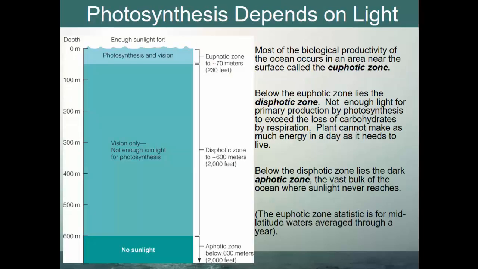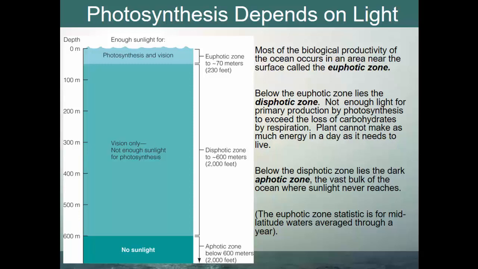All right, so light is one of those physical factors that's a limiting factor, and photosynthesis, as we know, depends on light. Most of the biological productivity of the ocean occurs in an area near the surface called the euphotic zone. That euphotic zone is very shallow, and that is where you're going to find most of the photosynthesis, most of the primary productivity, and again, you're going to find most of the light there. Below the euphotic zone is the dysphotic zone, and there's not enough light for primary production by photosynthesis.